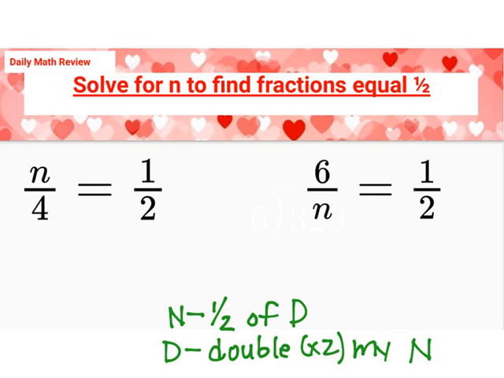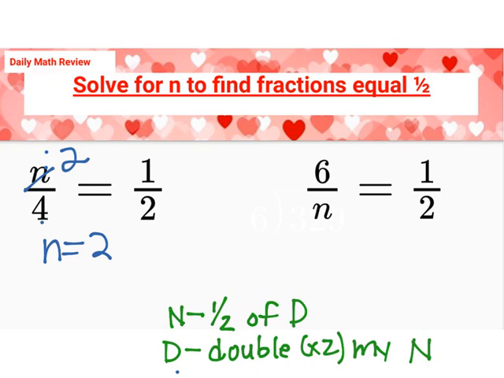All right. So now I need to make this fraction n over 4 equal 1/2. Well, what does n equal? Well, I know my denominator is 4. Now, my numerator is half of 4. So if I took 4 and I cut it in half, I get 2. So n equals 2. Now check yourself. Is the denominator times 2 or double your numerator?